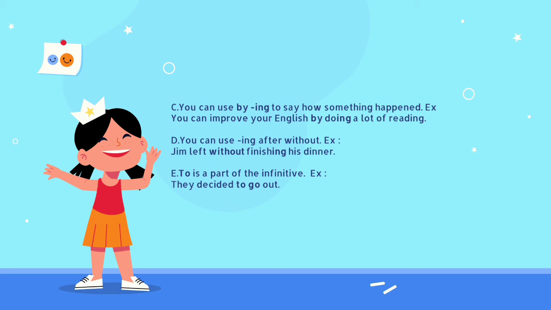And next, C. You can use by plus -ing to say how something happened. Example, you can improve your English by doing a lot of reading. D. You can use -ing after without. Example, Jim left without finishing his dinner. And E, to is a part of the infinitive. Example, they decided to go out.